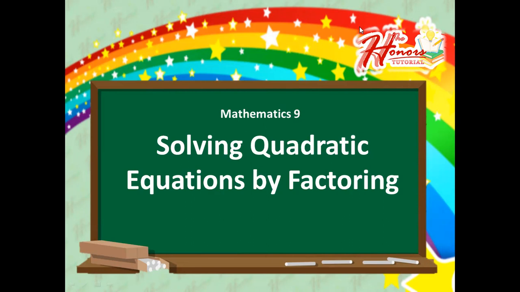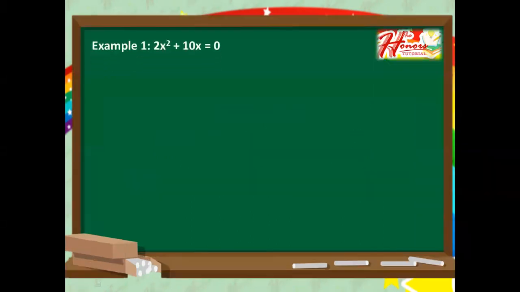Our topic for today is about solving quadratic equations by factoring. This is under Mathematics 9. Let us have our first example, that is 2x squared plus 10x equals 0. So how are we going to solve for this kind of example?